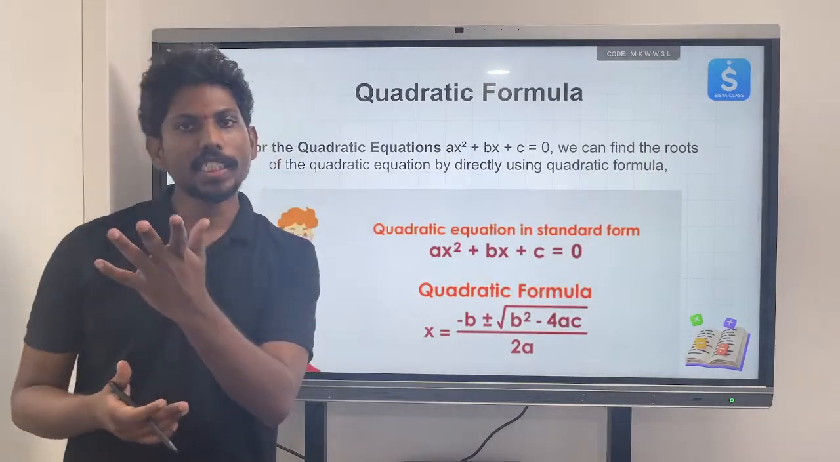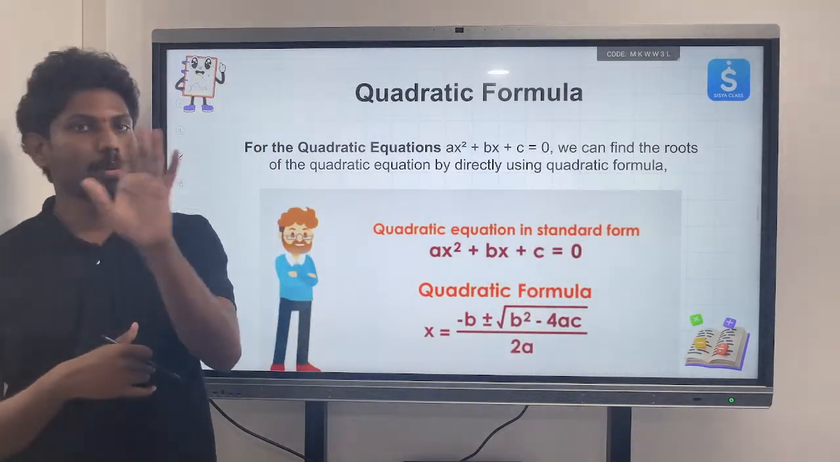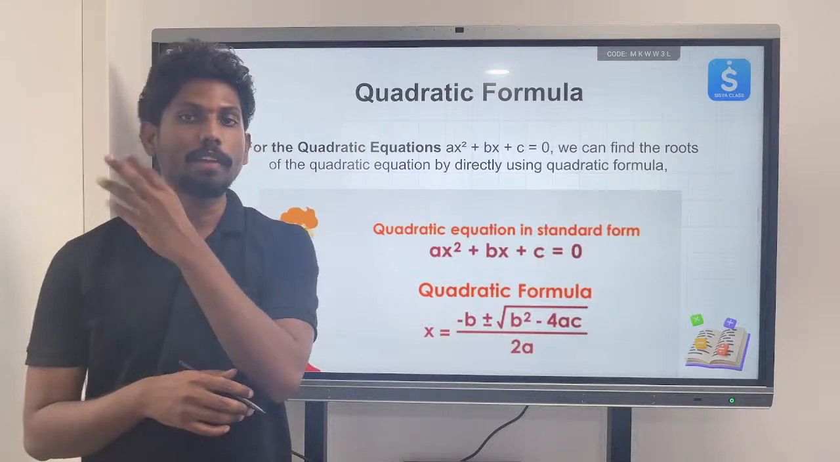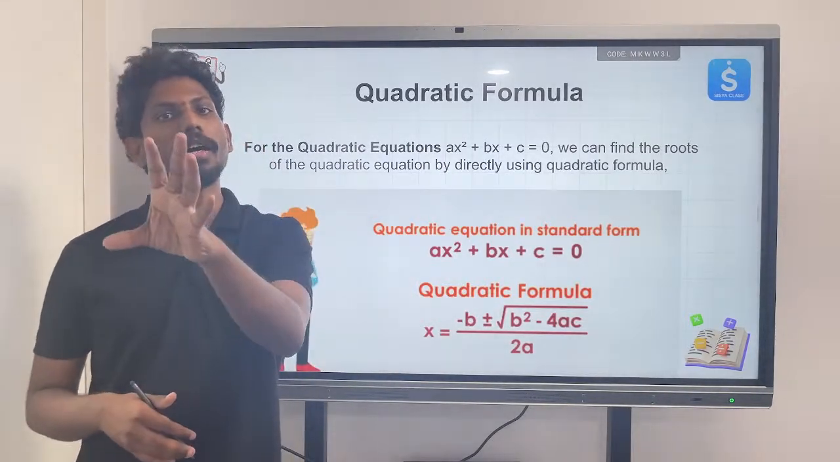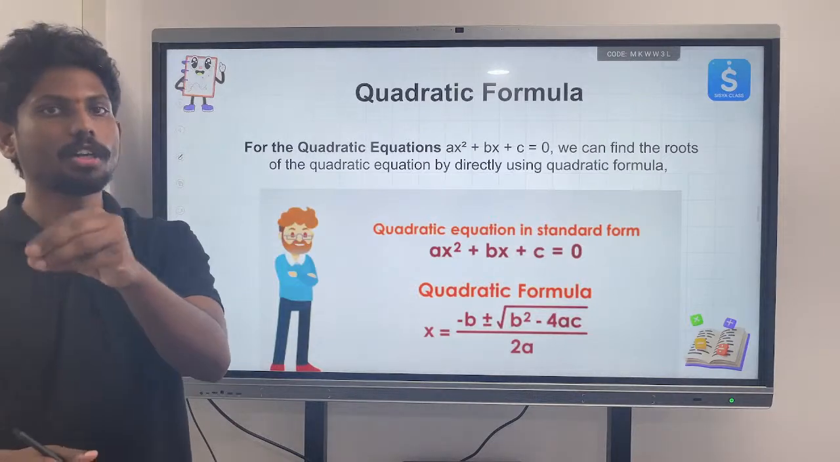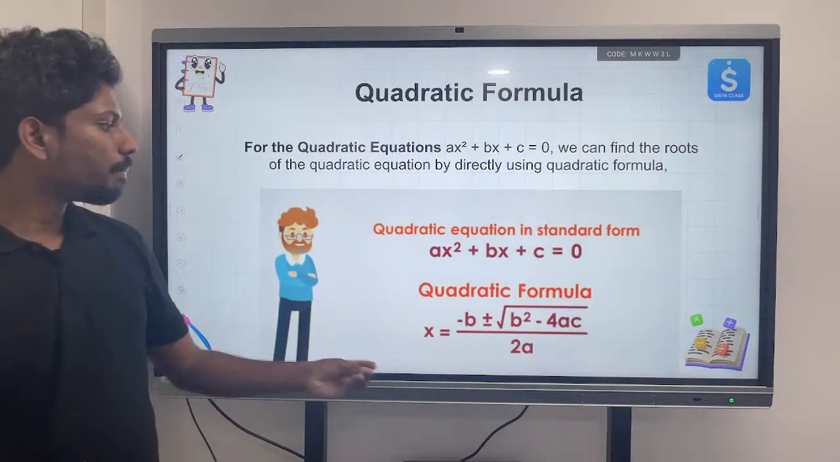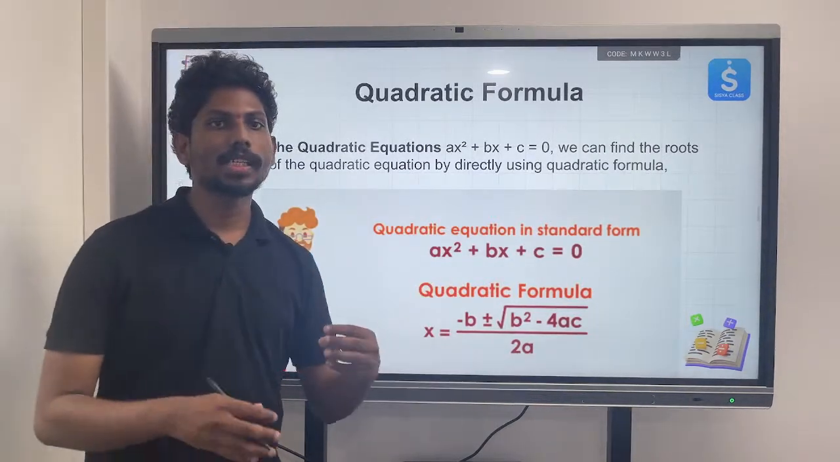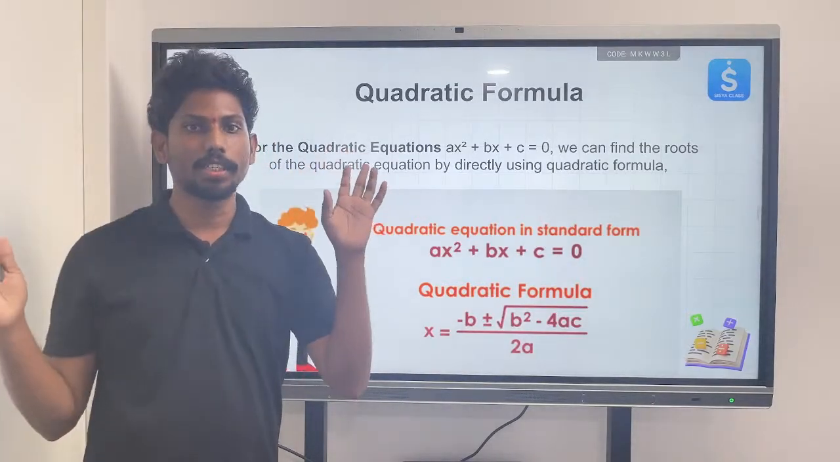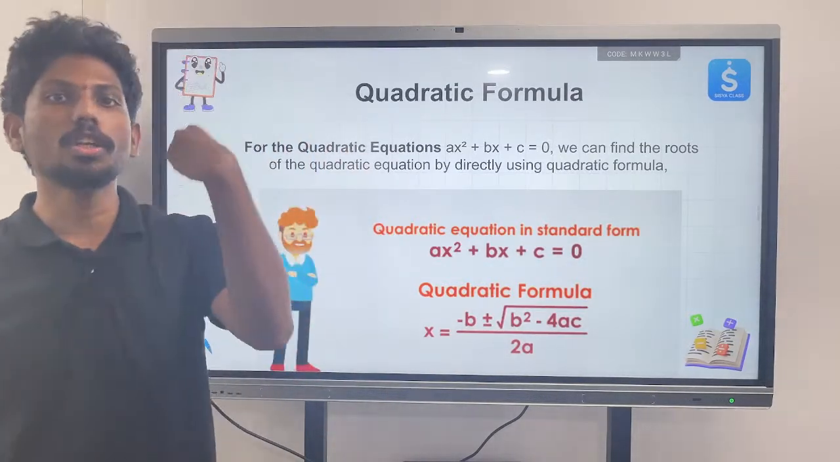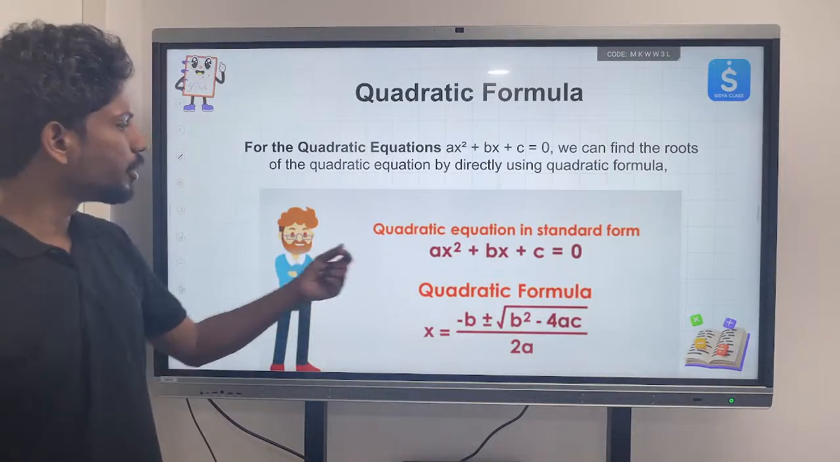The factorization technique cannot be applied to every problem in quadratic equations. Only a small percentage of problems can be solved using factorization. But this formula gives us a very clear picture: we can use it on any quadratic equation and find the solutions or roots of the quadratic equation.